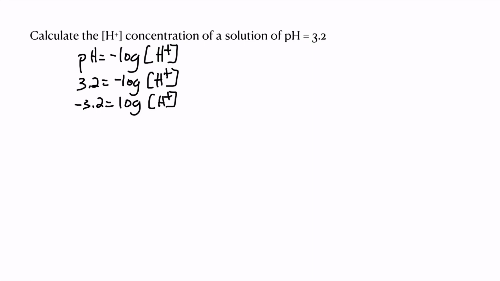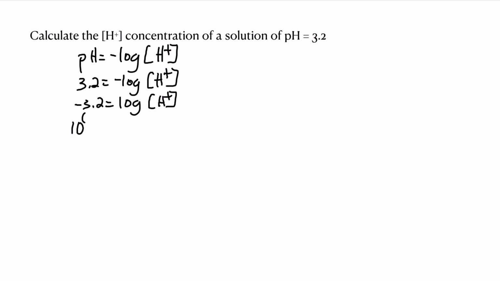Next, we need to get H plus by itself. How we can do that is, since the log is here, we can take the antilog of that. Antilog and log will cancel one another out. But if we do it to one side, we also have to do it to the other. So we can take the antilog of both sides.